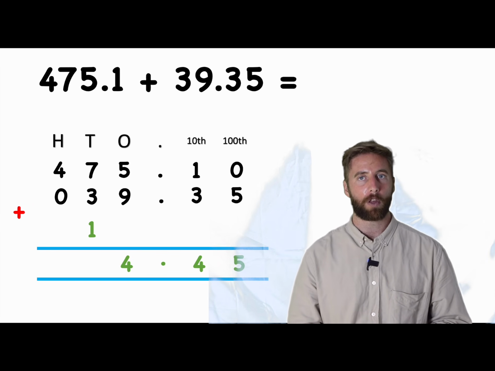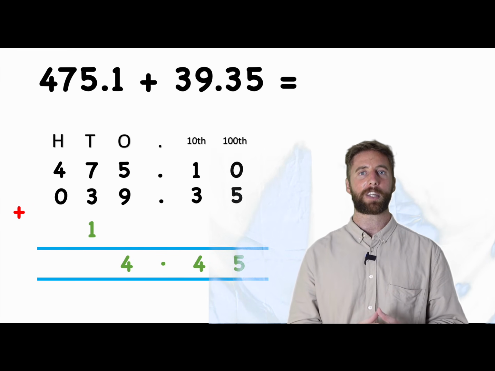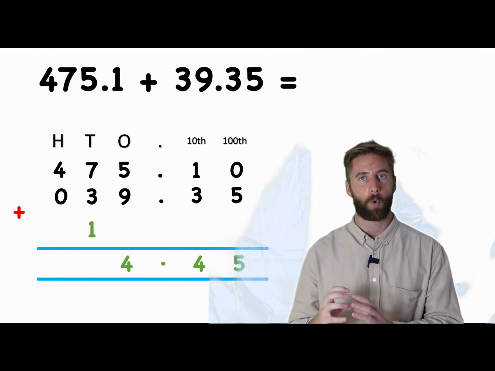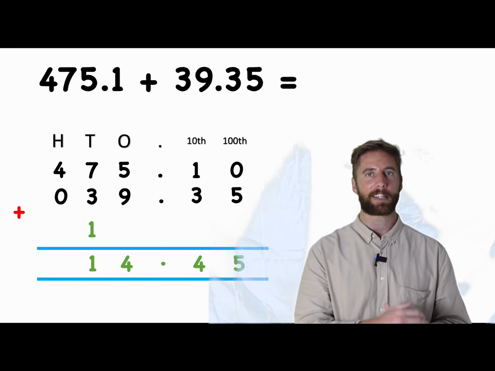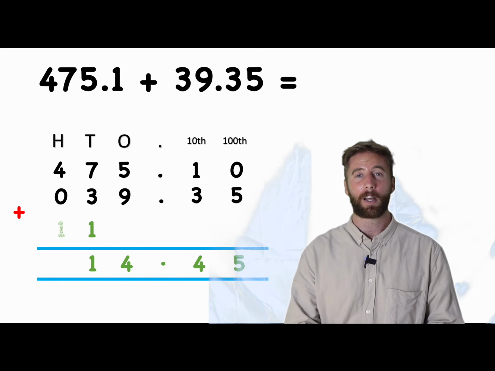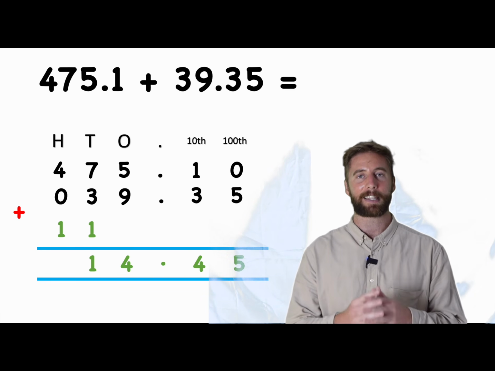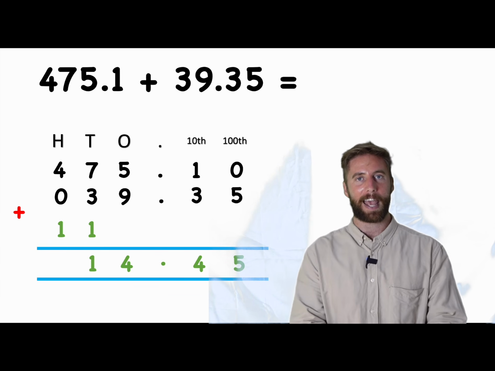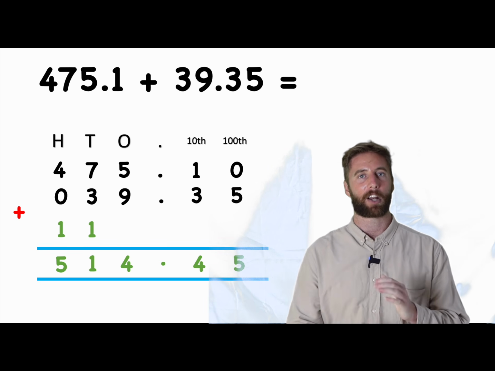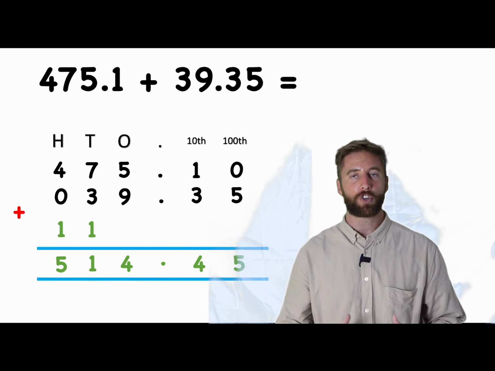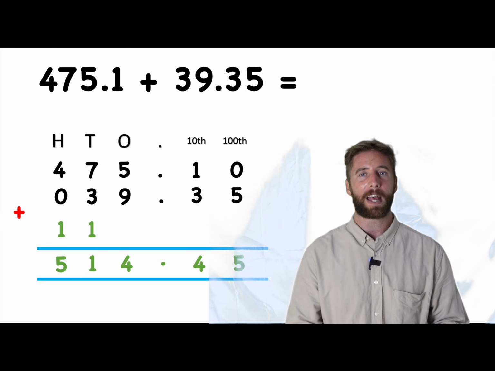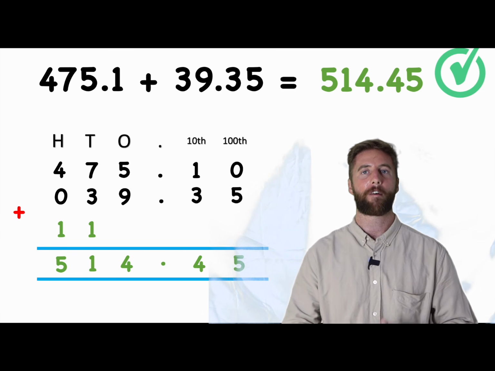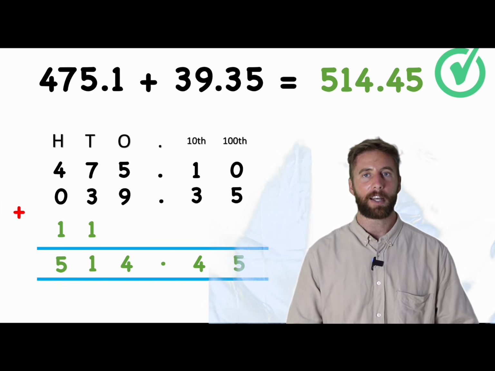Now I get to my ones column, and I have 5 ones, add 9 ones equals 14 ones, or 4 ones and 1 ten. So I'm going to carry the 10 across. And now I can see in my tens column, I have 7 tens, add 3 tens, add 1 ten equals 11 tens, or 110. So I'm going to put my 10 in place, and I'm going to carry my 100. And now in my hundreds column, I can see that I have a 400, add 100, which now equals 500. So my answer is 514.45. Whoa, that is amazing.